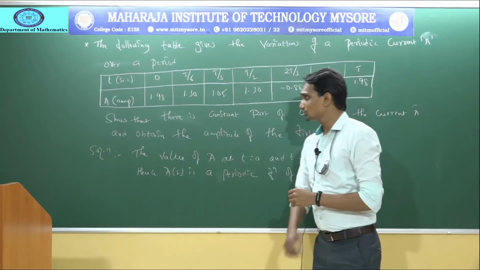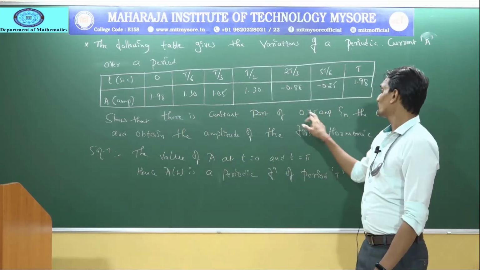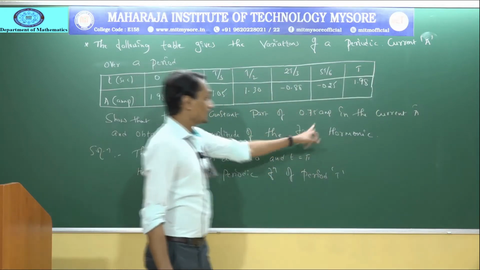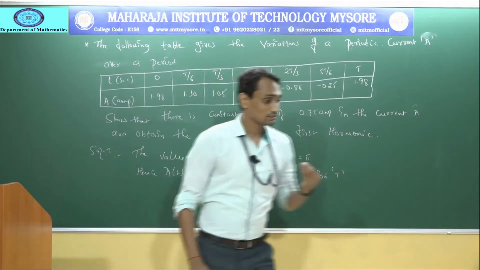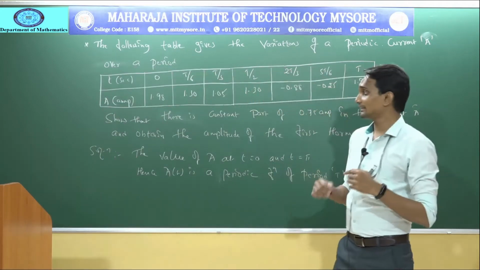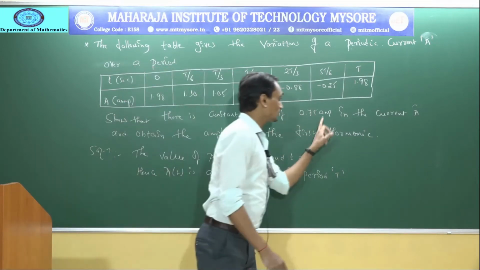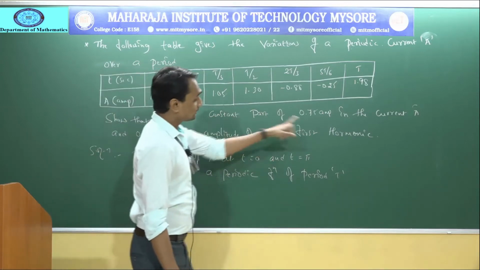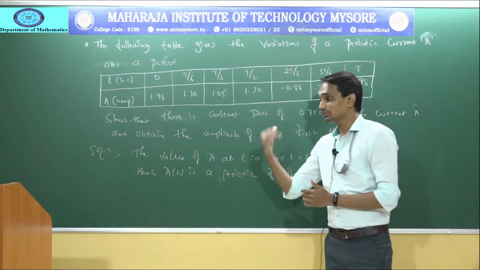And there is one more question. Show that there is a constant part of 0.75 ampere in the current. See the question. The first thing is calculating the first harmonic analysis. The second question, we need to show that there is a constant part of 0.75 ampere in the current A and obtain the amplitude of the first harmonic. We need to calculate the first harmonic amplitude.